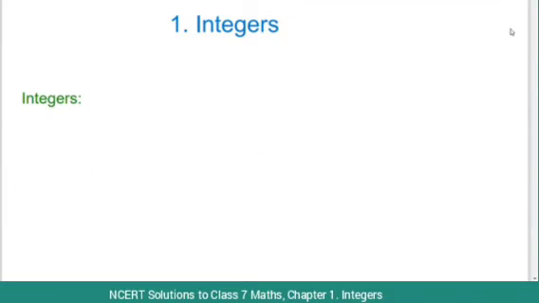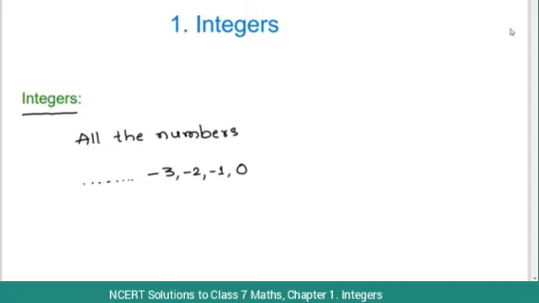What are integers? All the numbers are integers, whether it may be a natural number, whole number, positive number or negative number. So all the numbers, say for example, -3, -2, -1, 0, 1, 2, 3 and so on, all these are integers.